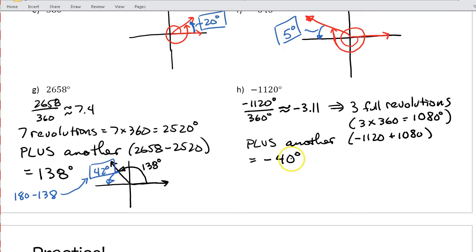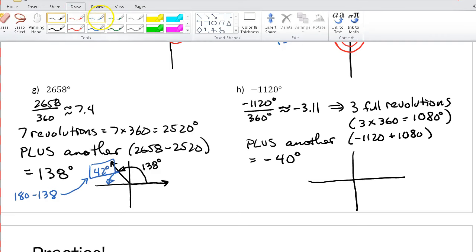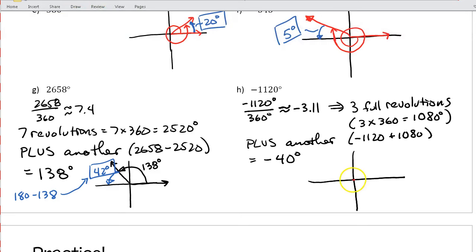So this is the key here. Negative 1120 and negative 40 are coterminal, so it doesn't matter which one we find the reference angle for, it's going to be the same. So negative 40, here's my initial side. Negative 40 is going to go 40 degrees in the negative direction, so it's going to be somewhere around here. Here is negative 40 degrees, and then to draw our reference angle, it's pretty straightforward.